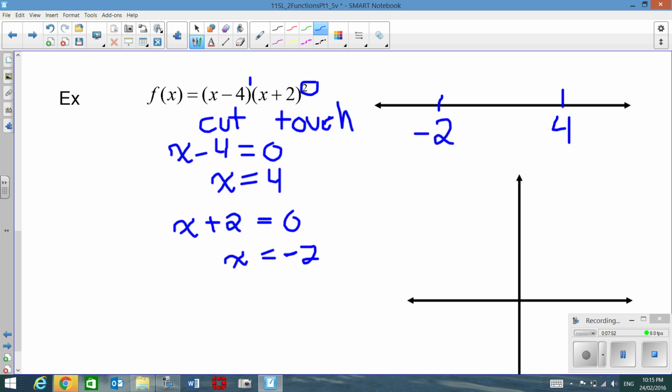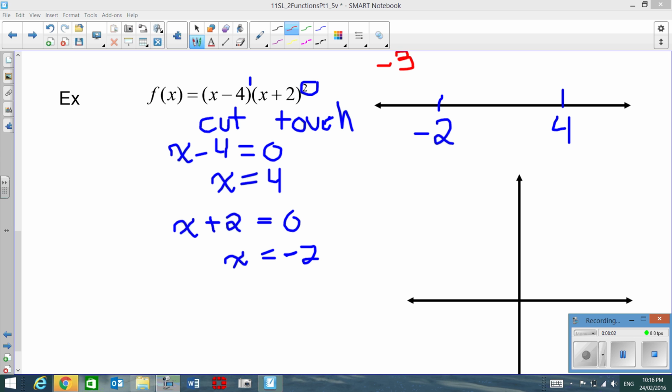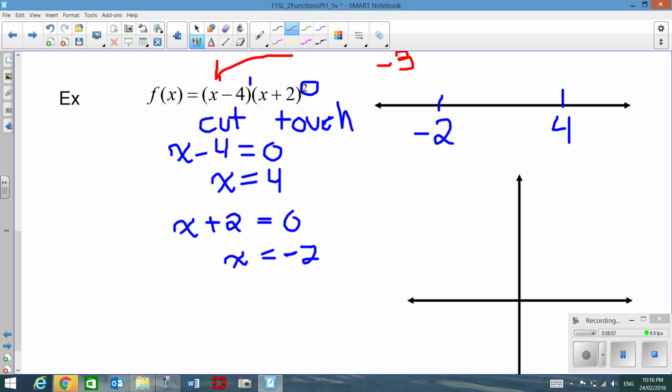Let's choose a value below negative 2. So let's say I choose a test value of negative 3. So I'll just write it up here so I know what I substituted in. And I'm going to substitute negative 3 into my function. Now notice, if I have x plus 2 squared, that's always going to come out to be positive. So I'm really only concerned about this first factor. So negative 3 minus 4 is negative 7. My second factor is always going to come out positive. So negative 7 is going to give me a negative value.